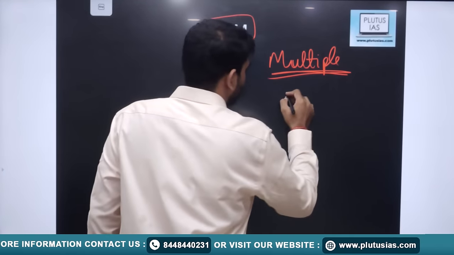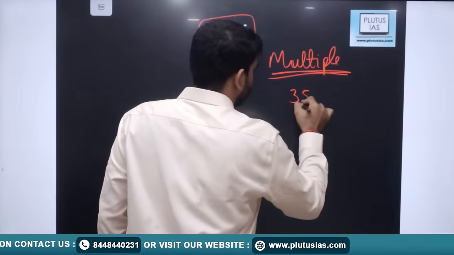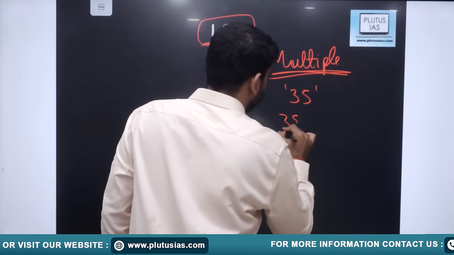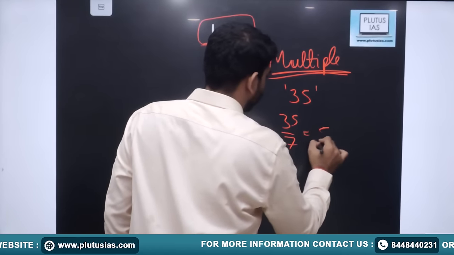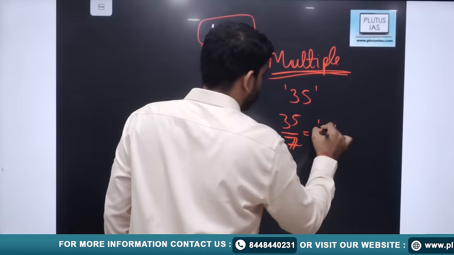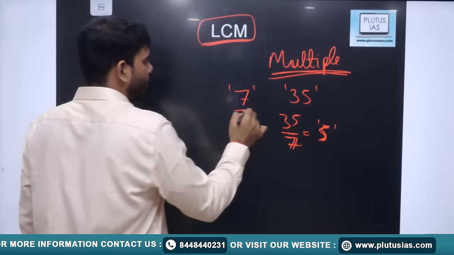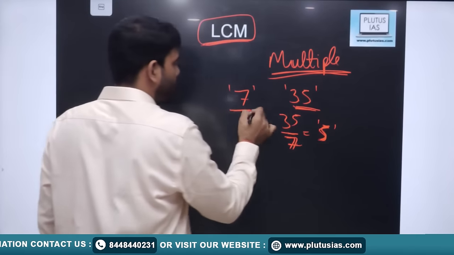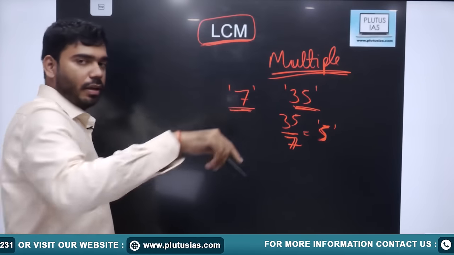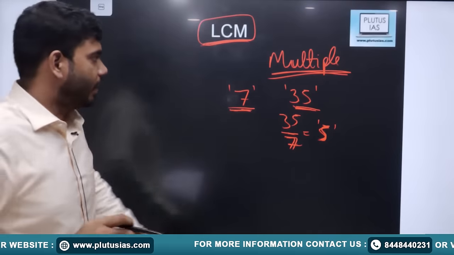I mean to say, let us say 35 and 7. We know that 35 divided by 7 is equal to 5. That is, 7 divides 35 completely. So we can say that 35 is a multiple of 7, since 7 divides 35 completely.